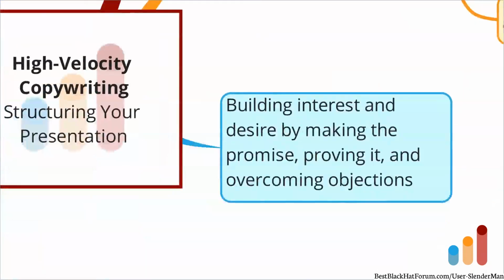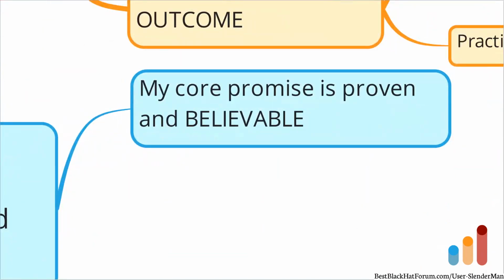So once you've done that, once you've gotten their attention, you've opened the sale, then you need to build their interest and desire by making the promise, proving it, and overcoming whatever objections they may have. And so the 3 sales that you're going to make at this step are: number 1, my core promise is proven and believable. Believability is absolutely paramount today, as it always has been in advertising. If somebody doesn't believe you, they're not going to respond. And so you have to present your core promise, you have to present your big idea in such a way that it is clearly believable.